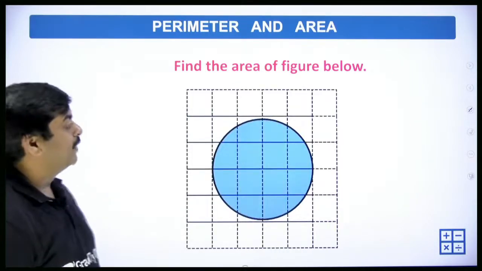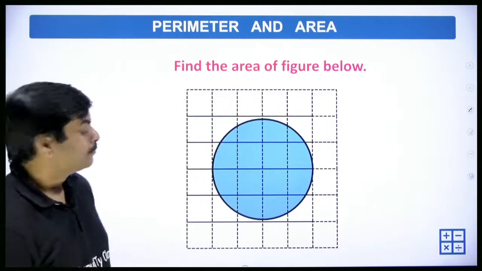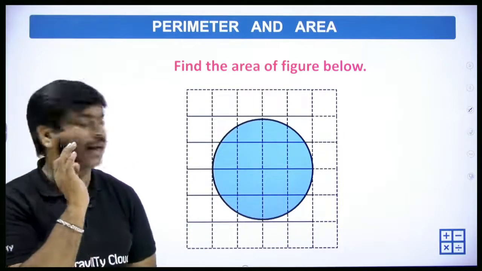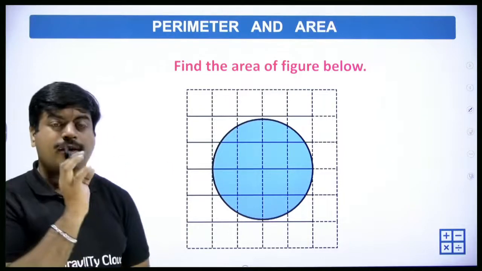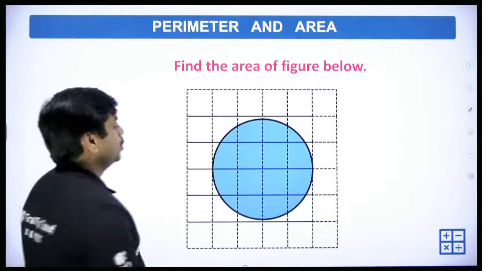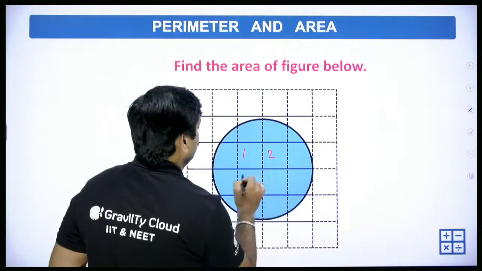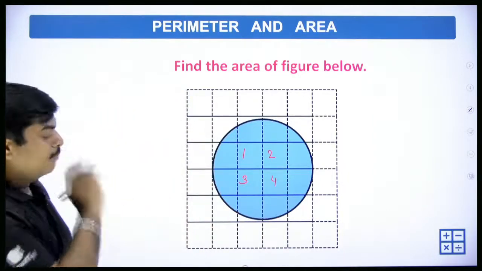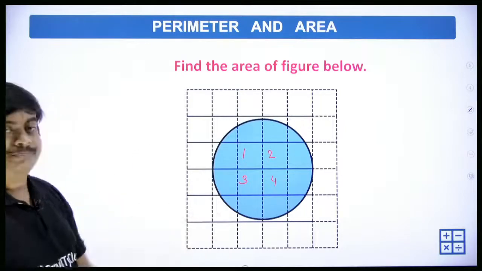Next. Find the area of the figure below. Now what happened? All that is a square, all that is a circle. Don't worry about that. Just concentrate on the squares. So here we have 1, 2, 3, 4. I'm sorry, 4 perfect squares.